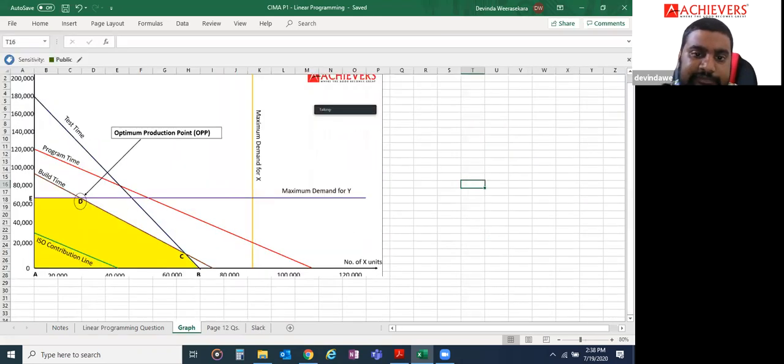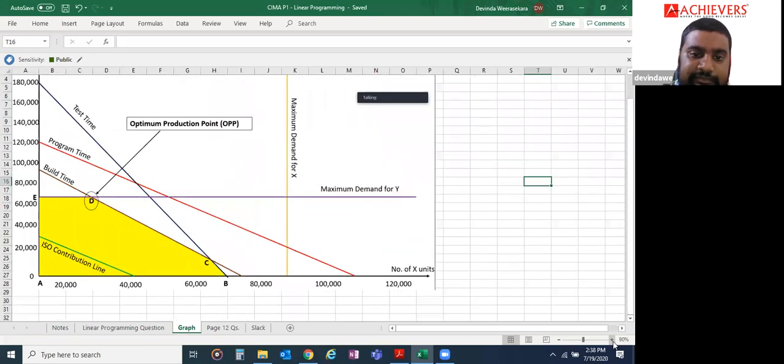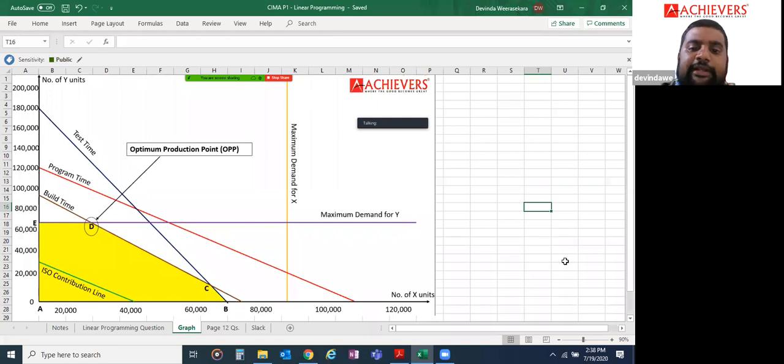Go to this graph. Right. So in this graph, guys, what is the optimum production point? The optimum production point is point D, right? Now at point D, what are the resources that are intersecting? Now at this optimum point in this example, there is one demand constraint and one resource constraint that is intersecting. So what is the resource that is falling on the optimum production point? Build, isn't it? See, build, right?